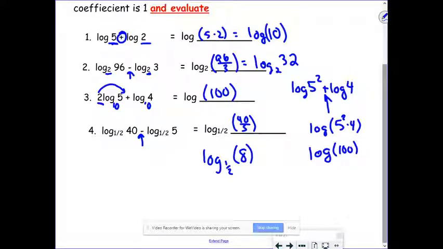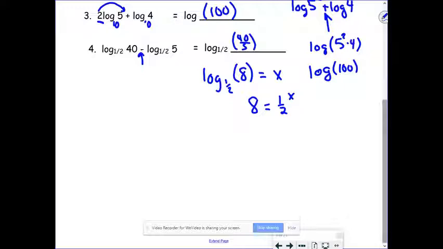Could you evaluate it? Sure. I could simplify this. I would set it equal to x, change it from logarithmic form to exponential form, and what do we know? The base of the log becomes the base of the exponent. 8 equals 1/2 to the x.